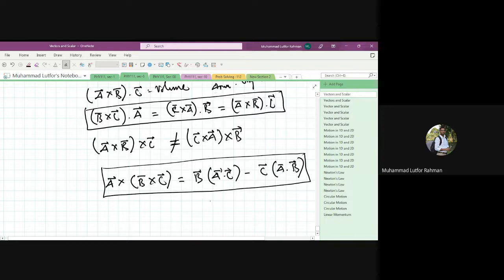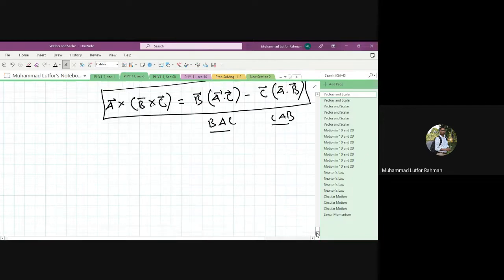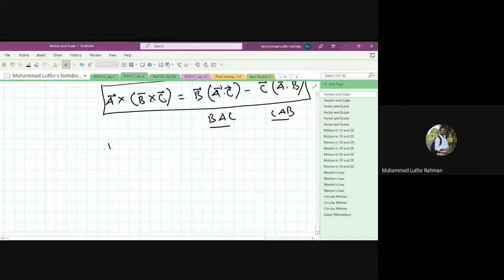Look at this. If I write the letters BAC and this is CAB, we use that BAC-CAB rule for the vector triple product. Otherwise, this formula is too tough to memorize, so we use this technique to carry the formula in our head. We can also extend this idea to more than three vectors in the same way. Say I write A cross B cross C cross D, we can also use that formula.